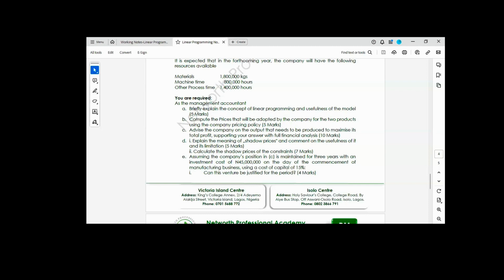Then that will take us to contribution margin ratio. Contribution margin ratio is also known as profit volume ratio, which represents the ratio of contribution to sales, or ratio of contribution per unit to selling price per unit. So how do you calculate your contribution margin ratio? Depending on the information you have in the question, if you are given total contribution, then total contribution divided by total sales will give you your contribution margin ratio.